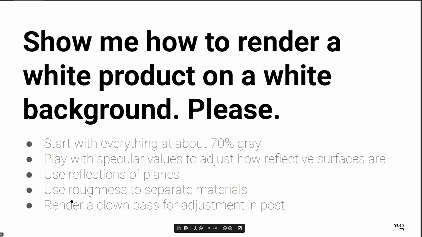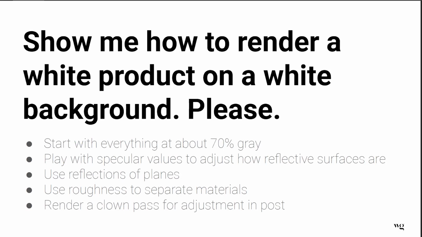And last but not least, you can then render clown passes. If you need to in post-production, one of the biggest challenges is, say, a white plastic that's glossy next to, say, a metal. It's almost impossible to reflect or light one of those materials without affecting the other. So that's where clown passes can help you make local adjustments in Photoshop afterward. But once you start with the 70% gray and you start lighting it, because it's only 70% gray, you can start to increase the material's brightness itself to come closer to white.